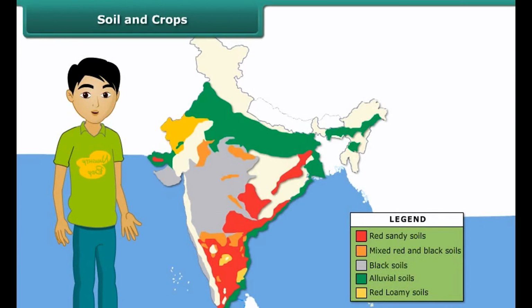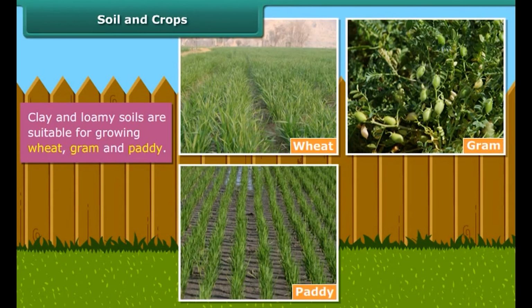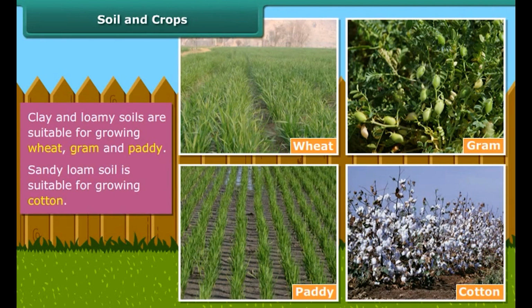India is a vast country. Different types of soils are found here. Let's see the type of vegetation grown on these soils. Clay and loamy soils are good at retaining water, so they are suitable for growing wheat, gram, and paddy. Cotton is grown in sandy loam soil, which can drain water easily and can hold plenty of air.